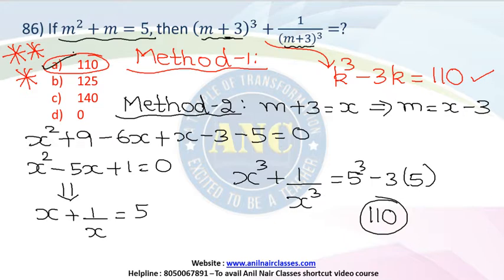Either apply method 1 or method 2, but method 1 will not work if there is more than one option of the form k cube minus 3k. That is the reason it is mandatory for you to understand method 2 as well. I hope the 86th question is very clear.